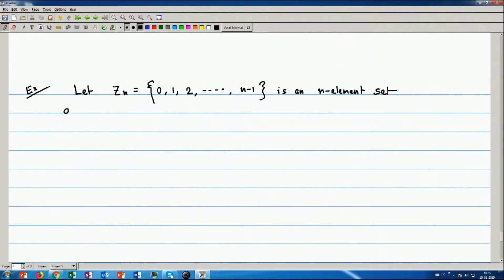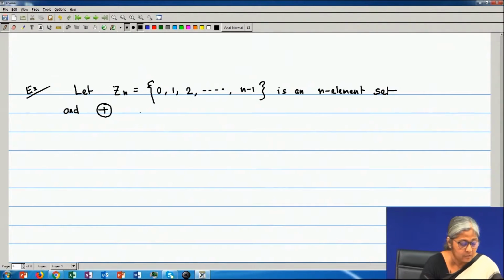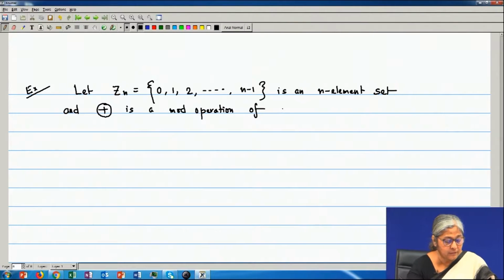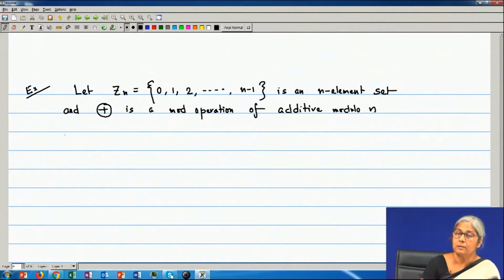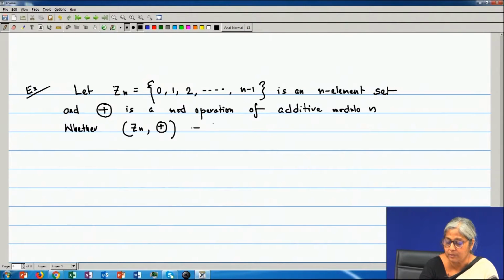And we denote this operation as a mod operation, additive modulo n, and then we check whether Zn with the modulo operation forms a group or not.